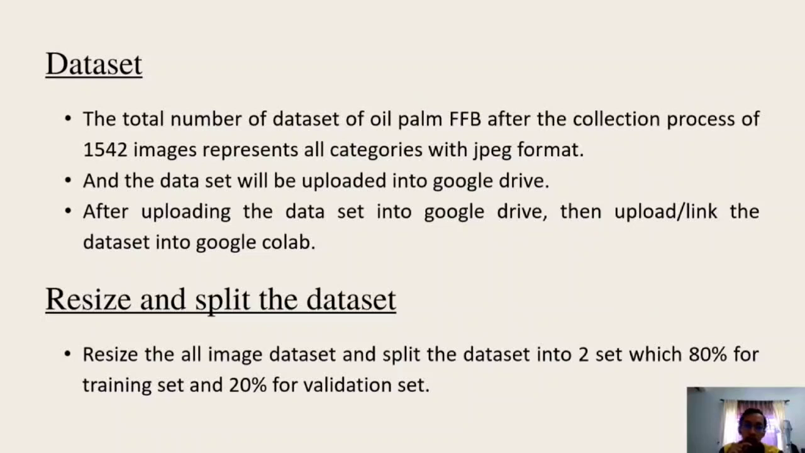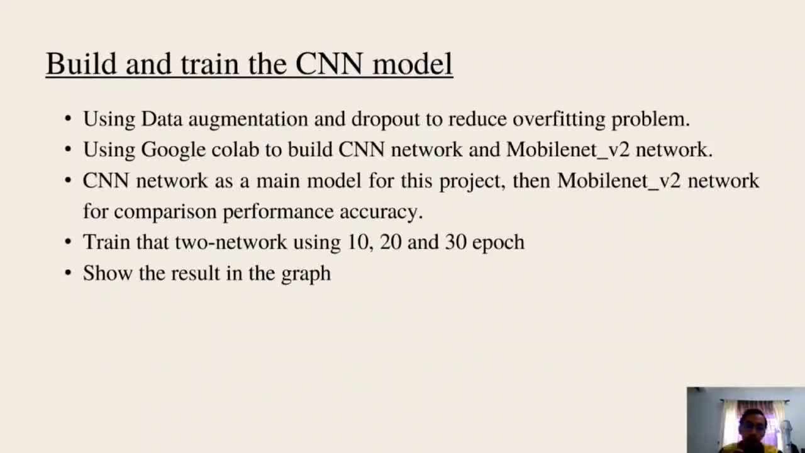Next, the dataset. The total number of oil palm FFB images after the collection process is 1552, representing all categories in JPEG format. The dataset will be uploaded into Google Drive. After that, we link the dataset into Google Colab. Then resize and split the dataset. Resize all the images and split the dataset into two sets, which are 80% for the training set and 20% for the validation set. And then we build and train the CNN model.